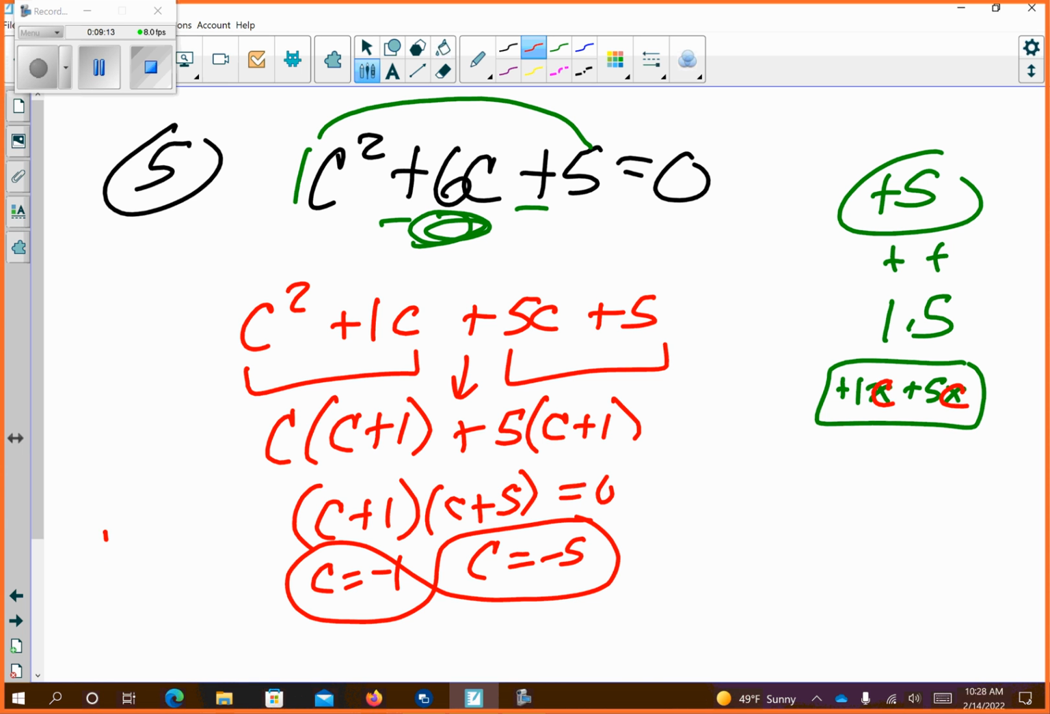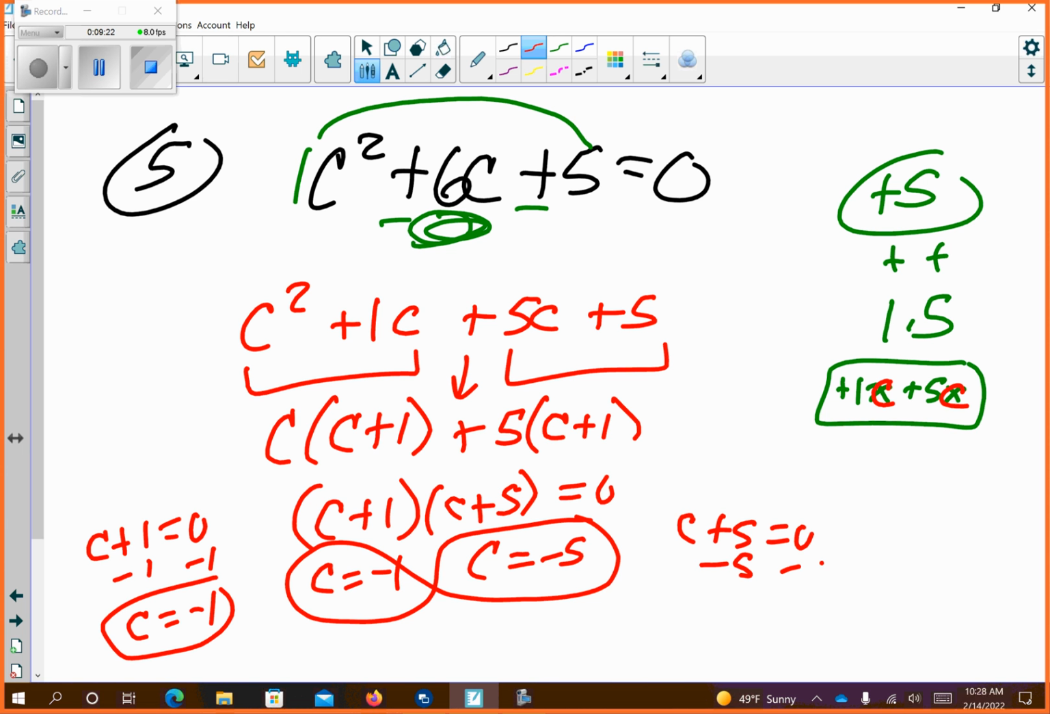Oh, so I did C plus 1 equals 0, minus 1, minus 1. And then C plus 5 equals 0, minus 5, minus 5. Is that okay? Anything else you'd like to see?